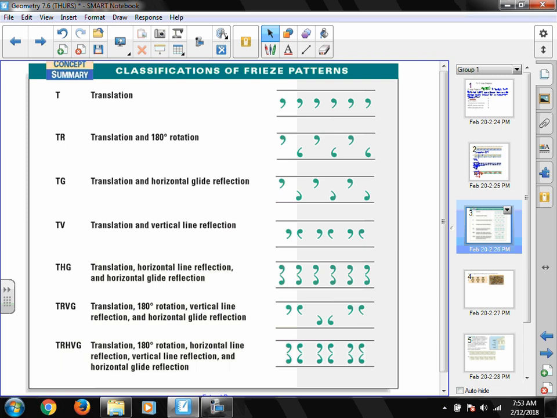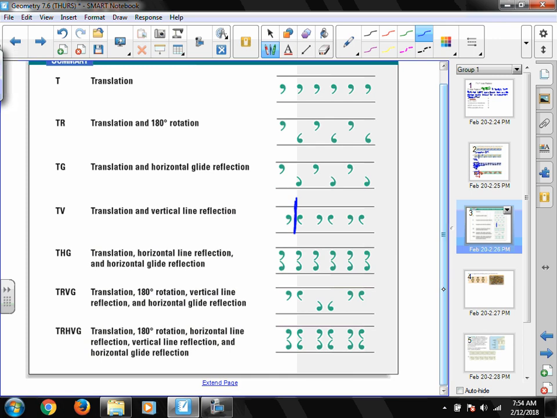Translation with a vertical line reflection, we're going to reflect over a vertical line in between the two images. Then I've got a translation, a horizontal line reflection, and a horizontal glide reflection. So I am going to obviously do my translation. I'm going to put my horizontal line in between there. And so I'm going to reflect it. I'm going to shift it over. There's going to be my glide reflection.